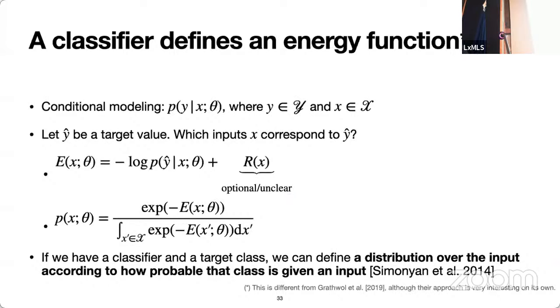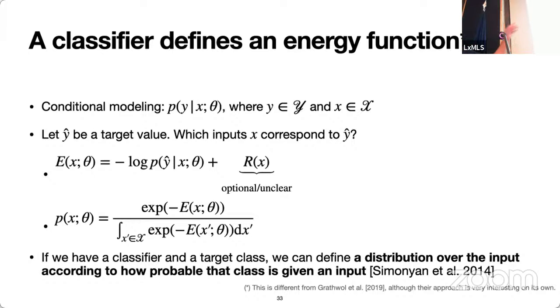One thing you realize at some point is that any kind of classifier you train in fact defines an energy function on its own. So we have a conditional model that computes the probability of Y given X. But then let's say I have some target value Y hat, and I want to know what kind of input corresponds to it. All I need to do is look at the value that is assigned by my classifier or regressor to that particular Y hat. And that itself already defines an energy function over the input space.